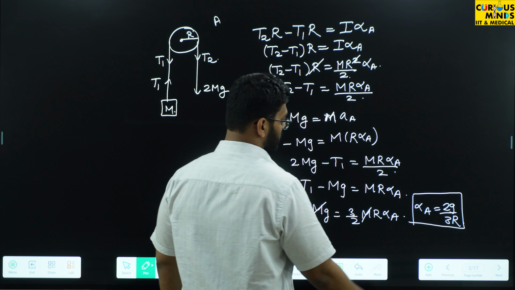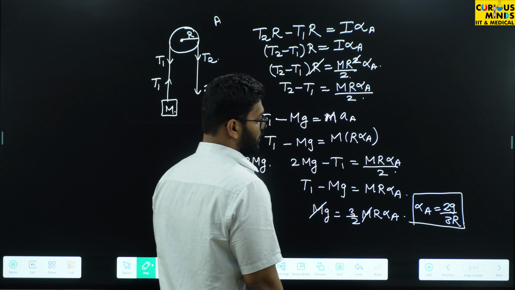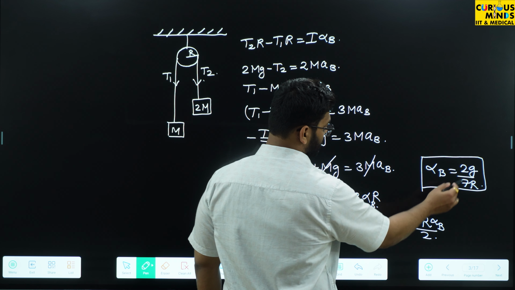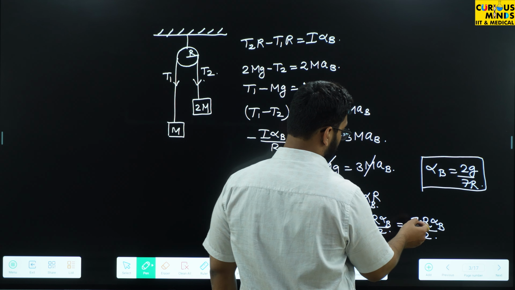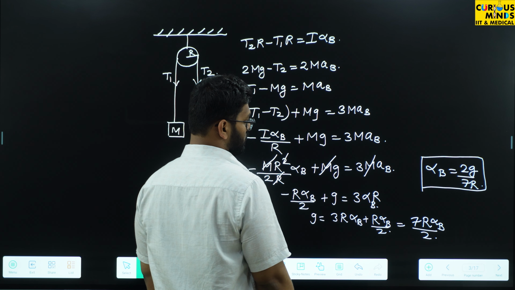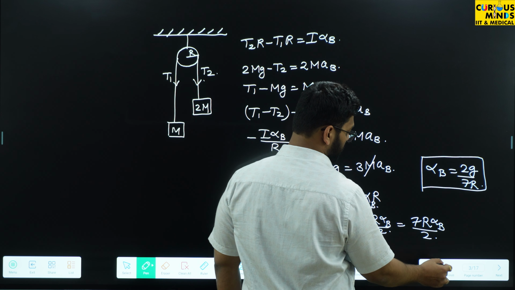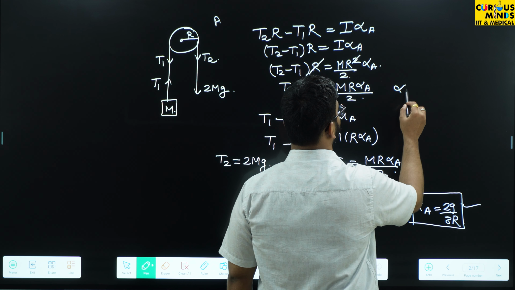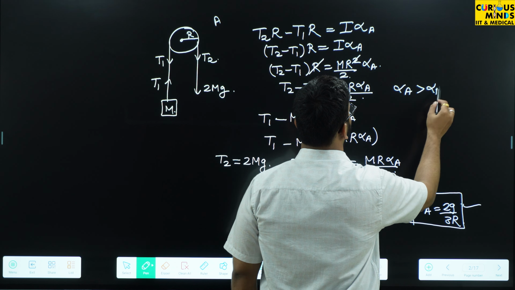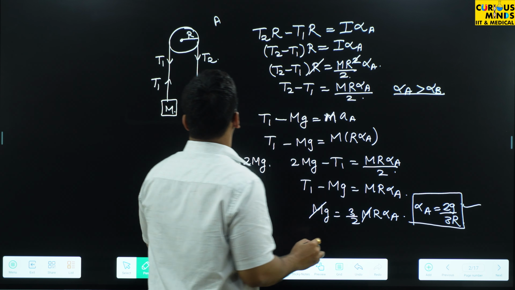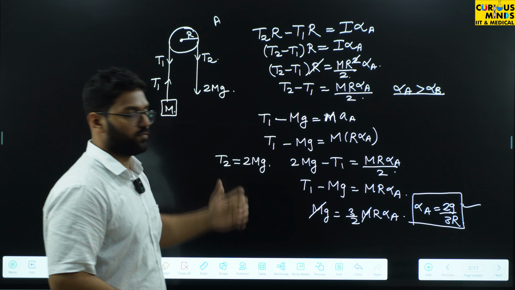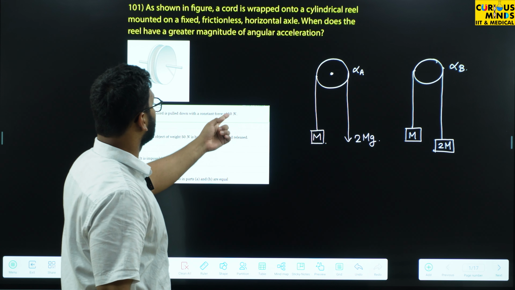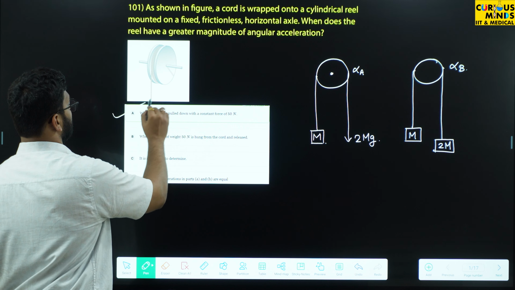And what is alpha A? Alpha A is 2g by 3R. Among these two, which is bigger? This is 2 by 7 and this is 2 by 3. Obviously, this is greater. So that means alpha A is greater than alpha B. And alpha A is the acceleration when you pull it with a certain force. So that means when the cord is pulled down with a constant force of 50 Newton, this will be the correct option.